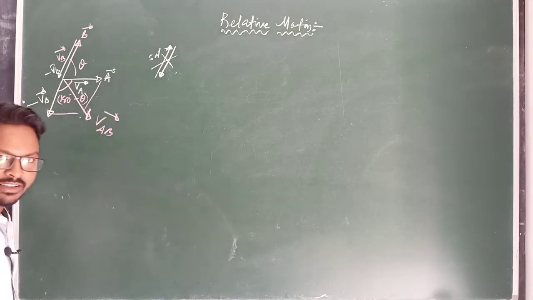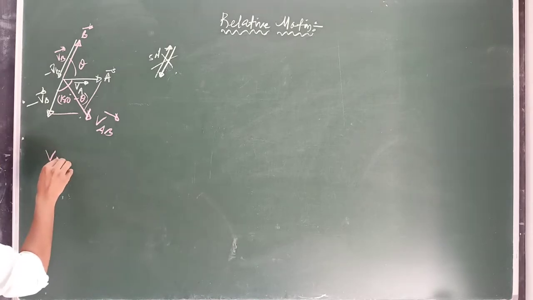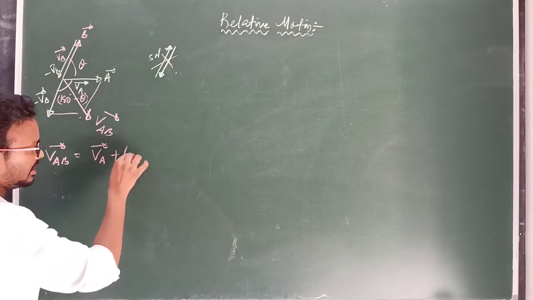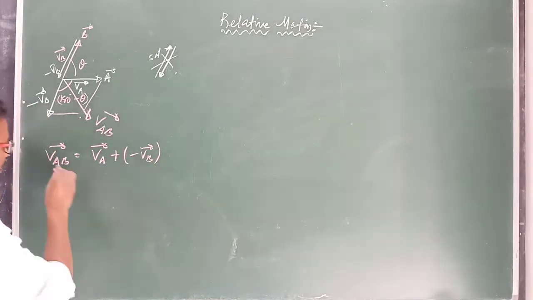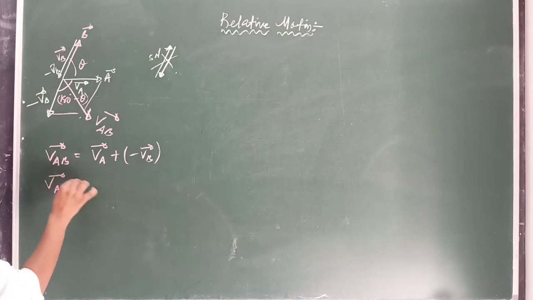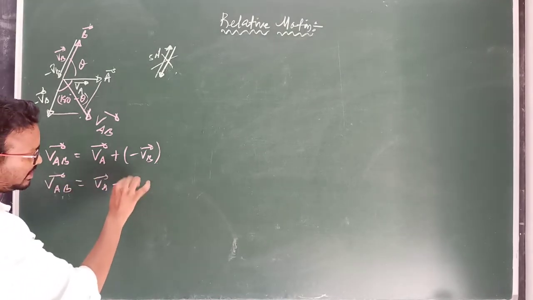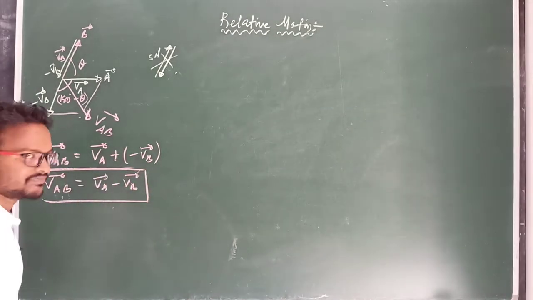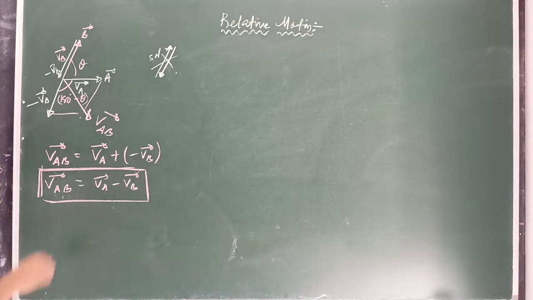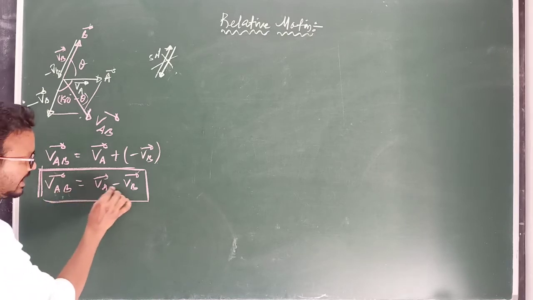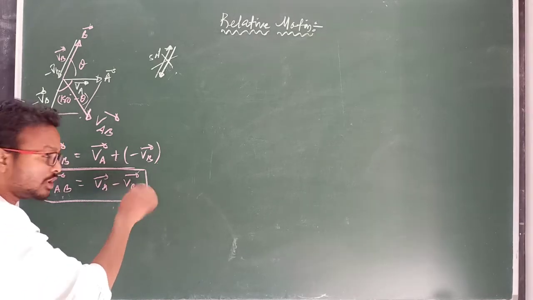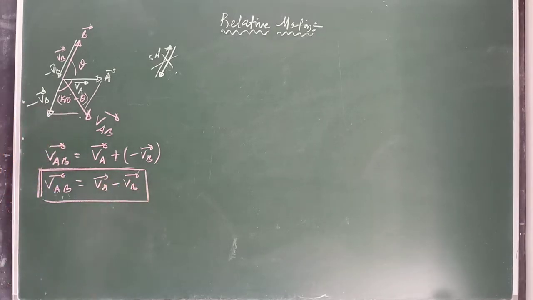By using the parallelogram law of vector addition, we know that the velocity of A vector plus minus velocity of B vector is equal to VA vector minus VB vector. So this is the general expression for relative velocity. Clear? So velocity of A with respect to B equals VA minus VB, and VA means this is the ground frame, VB means this is also observation in the ground frame. Clear? So frame of reference is important here.